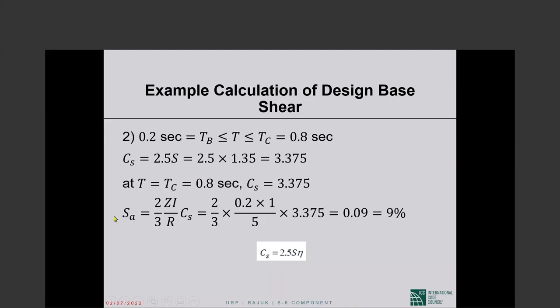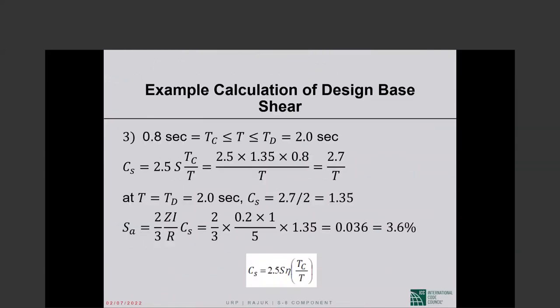So S sub A now, spectral acceleration, is 2/3 Z I over R times C sub S. 2/3 Z is 0.2, R is 5, I is 1, and C sub S is 3.375. So that comes to also 9%. At the beginning of the flat top, S sub A is 9%. At the end of the flat top, S sub A is 9%, as it should be. Otherwise, it wouldn't be a flat top. Then we go to the descending branch, T between T sub C and T sub D. This is the long period transition period of 2 seconds.